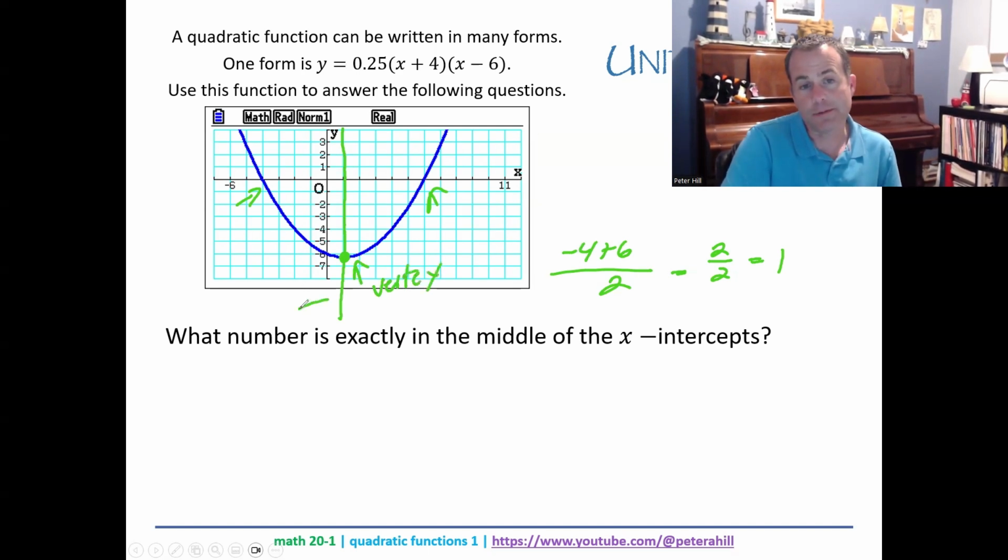Okay. Now, if you want some vocab, because I know you're dying for some vocab, that vertical line I just drew is called the axis of symmetry.